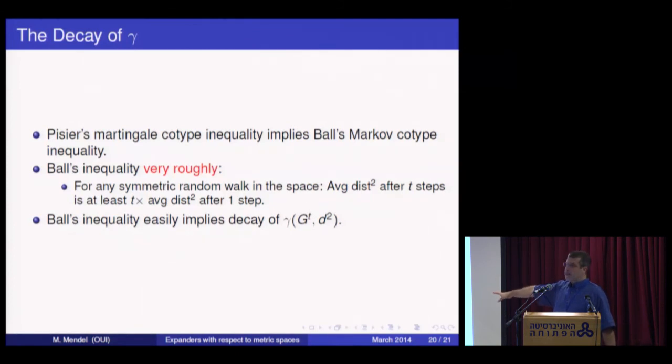But basically, it's an inequality that says that if you take any reversible Markov chain in your space, and you start from the steady state distribution, you take t steps, and after t steps, the average square distance is at least as large as t times the average square distance after one step. This is not true as I said it, but it's at least the gist of the inequality. And from this inequality, I mean, random walks on symmetric metric spaces and symmetric random walks and powers of graphs are very closely related. It immediately implies the decay of G. And this is, I guess, why we used all this machinery.